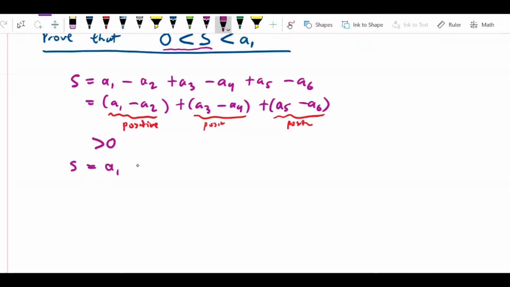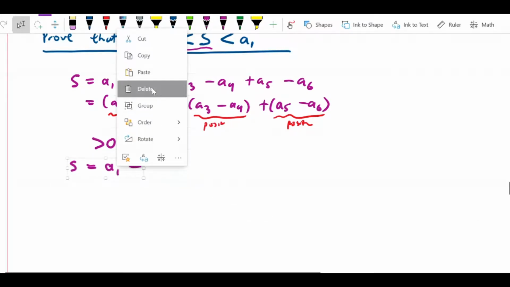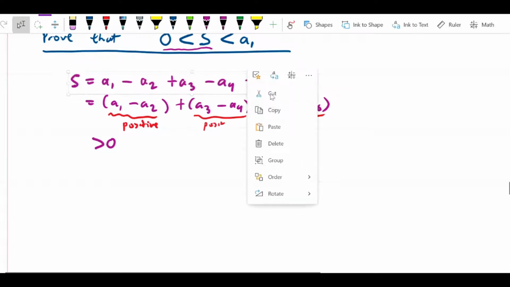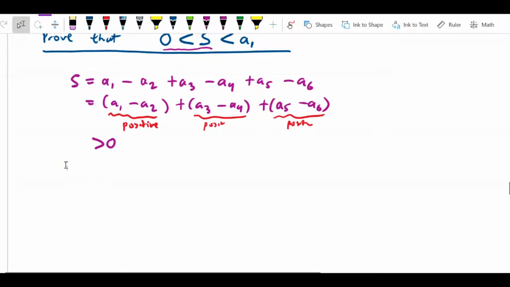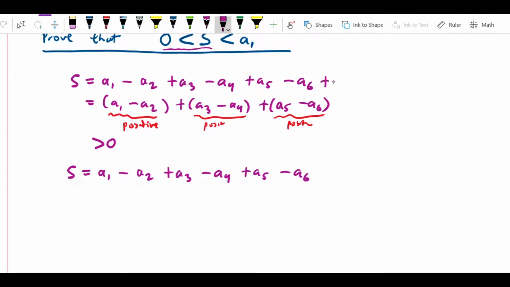Let's write a1. We have this again, and by the way, I should have written the dots here because this actually does go on forever. But what I do here instead is put parentheses around these like that.